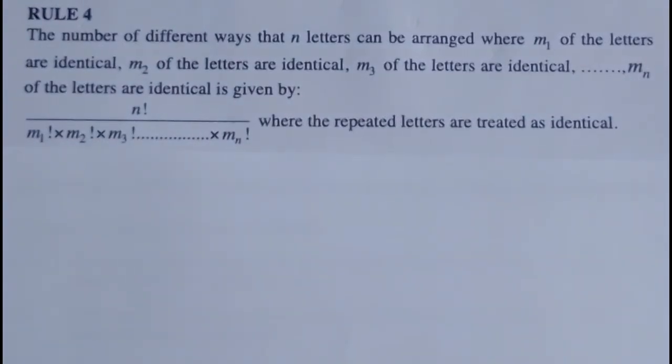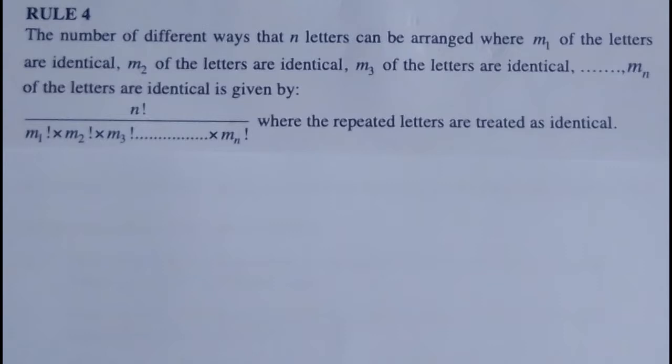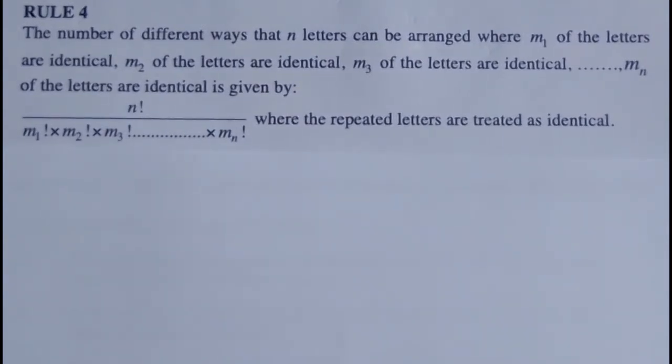Hi, so we're back, and this video is still on lesson 6 in your booklet. There is another rule here. It says the number of different ways that n letters can be arranged where m1 of the letters is identical and m2 is identical, and so on, is given by that formula there. I know this might be a bit difficult to understand right now, but when you go through an example, hopefully it's going to be easy for you to understand what's going on here.